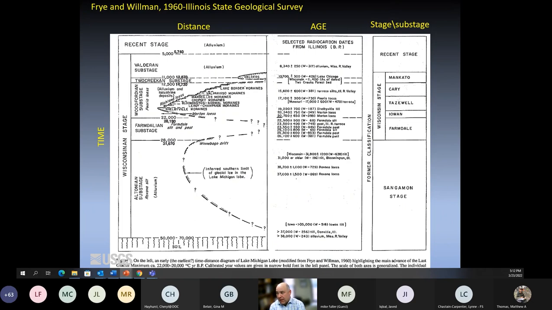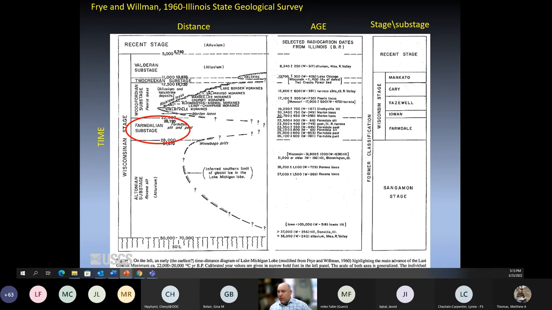Again, radiocarbon dating had just barely been out, but this is what is known as a time and distance diagram, where they were trying to understand these Pleistocene glaciations, the aerial extent of where glaciers were, their chronology and timing, and establish their overall stratigraphy.